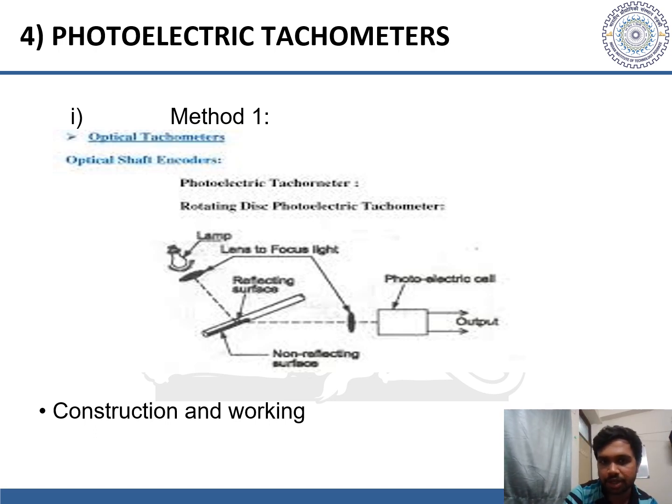Now let us see the working of this method. The light from the lamp source gets focused on the surface which is attached to the shaft, which is 50% black and 50% white. When it falls on the white surface, it gets reflected and is then focused upon the photoelectric cell through the other lens. When it falls on the black surface, there is no such phenomenon taking place. The photoelectric cell gives an electrical output which is proportional to the number of light pulses which are generated.